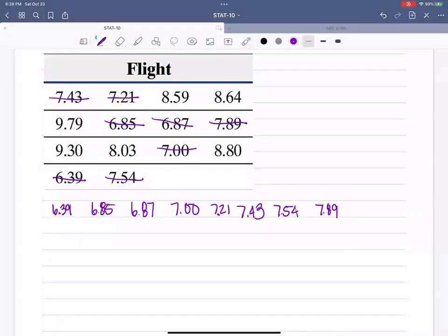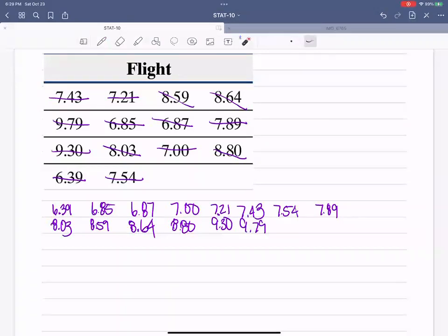Then 8, we have 8.03, 8.59, 8.64, 8.80. And last ones we have are the 9s, 9.30, 9.79.